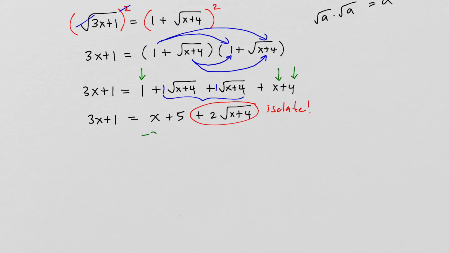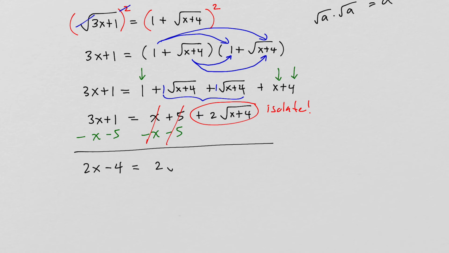And the way I can do that is by subtracting the other terms from both sides. So when I subtract x and when I subtract 5, those are going to cancel. On the left-hand side, we get 2x minus 4. And on the right-hand side, we have 2 times the square root of x plus 4.